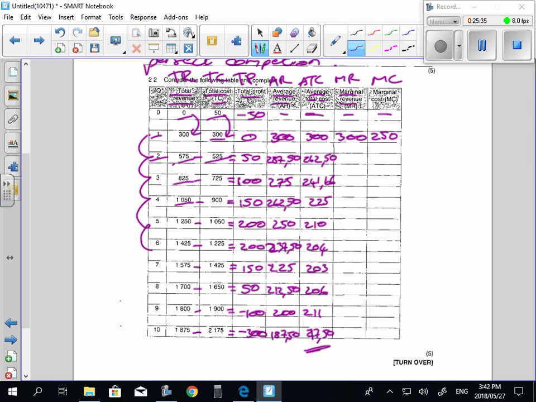This last one is 217 Rand 50 cents. Now, when you calculate your marginal revenue, it is the change in your total revenue. So, how much did marginal revenue increase between 1 and 2 units? It's 575 minus 300, which is 275. Then 825 minus 575.